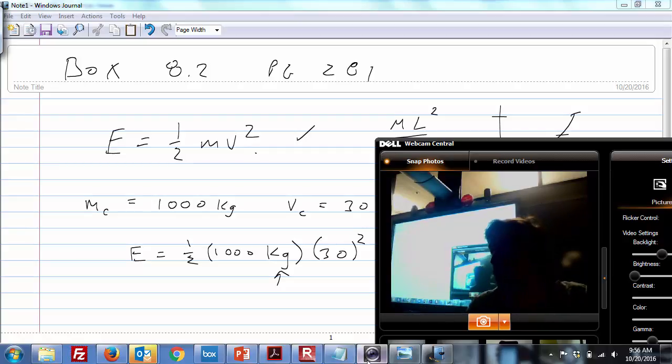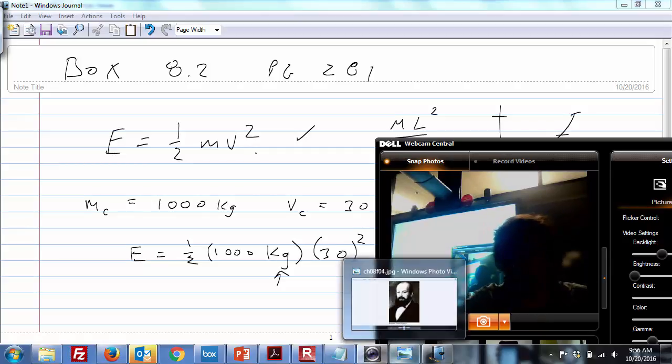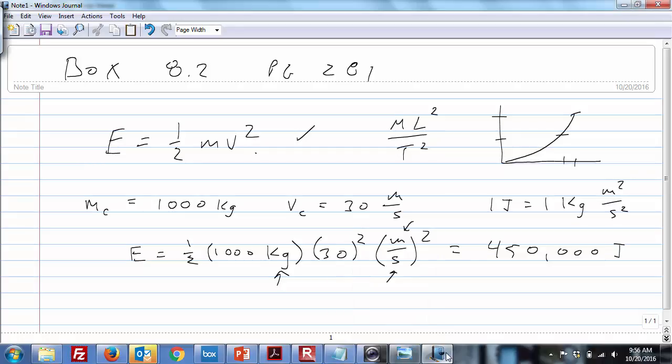Put all those wallets in the car and some plastic and some steel, and what you end up with is 450,000 joules equals 450 kilojoules. How many megajoules is that?